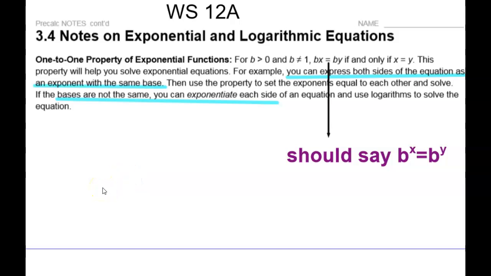All right, so worksheet 12, exponential and log equations. If you missed yesterday, I know there were several of you who were gone.